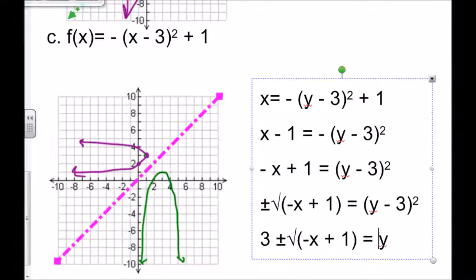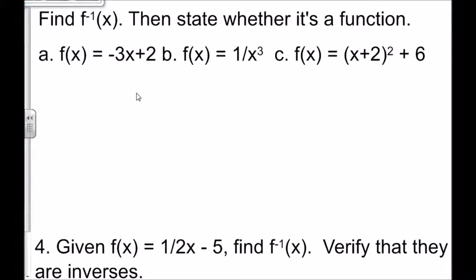Okay, last piece of this. We're going to find the inverse, and we're going to state whether it's a function. So, to find the inverse, you swap your x and y. So instead of f of x here, we're going to use y. So we're going to put x where this would be and y where that would be. So x equals negative 3y plus 2. And then you solve for y the way you normally would.